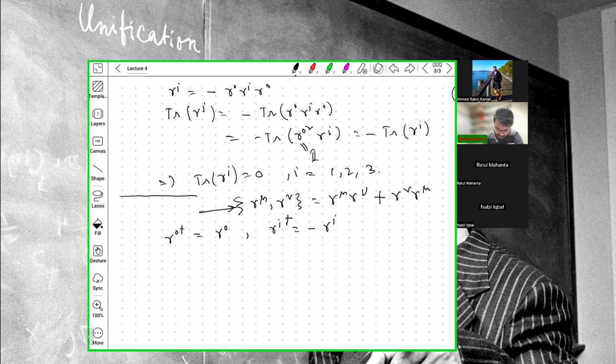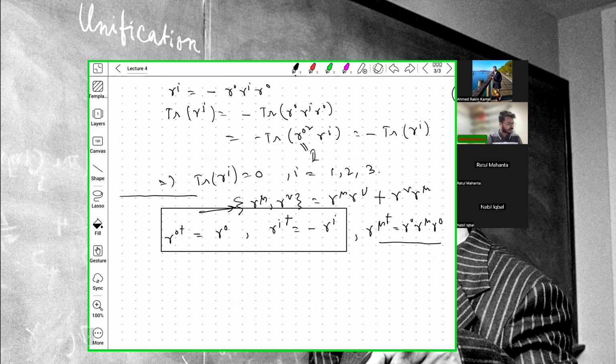So these are added properties. Okay, so gamma 0 is Hermitian, gamma I is not. You can also combine it in a nice fashion in this way. Okay, so the derivations are given in my notes, so you can look at them there.